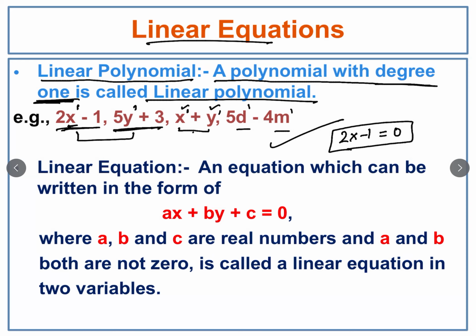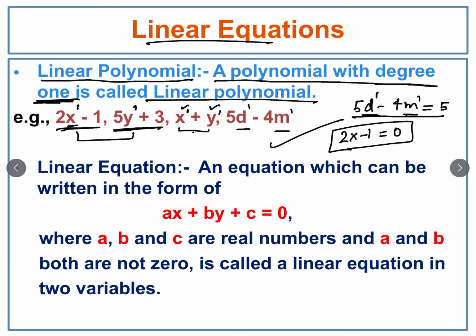Similarly, if we have 5d minus 4m, this is a linear polynomial in two variables. When you put an equality sign and a number here, let's say 5, this becomes a linear equation in two variables. Why is it linear? Because the power of the variables is 1 and 1. The variables involved here are d and m, that means there are two variables, so this will be termed a linear equation in two variables.